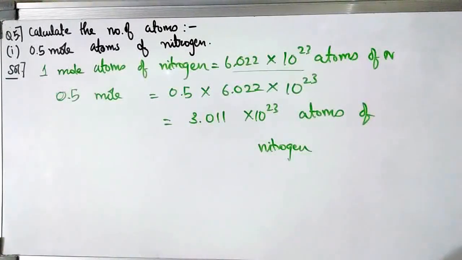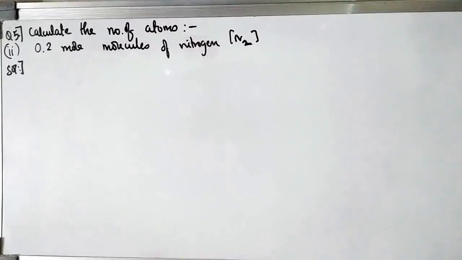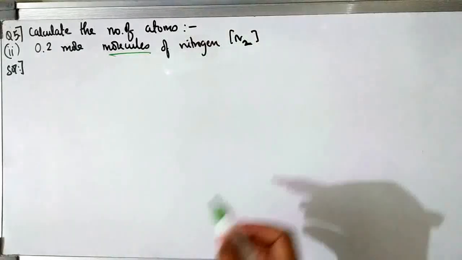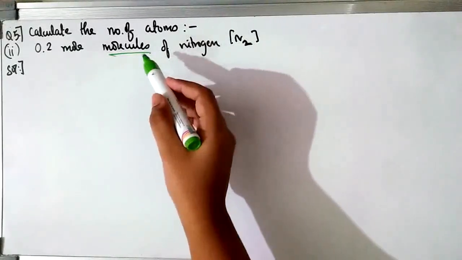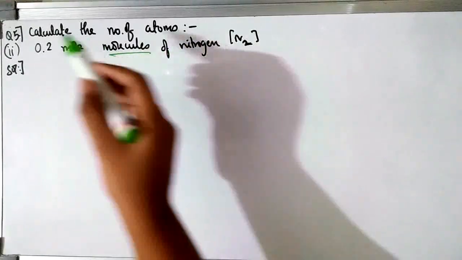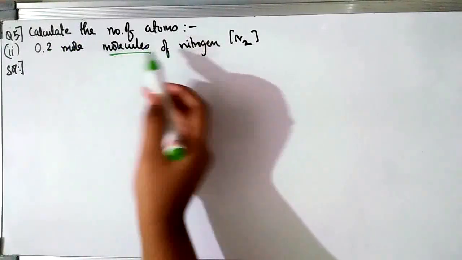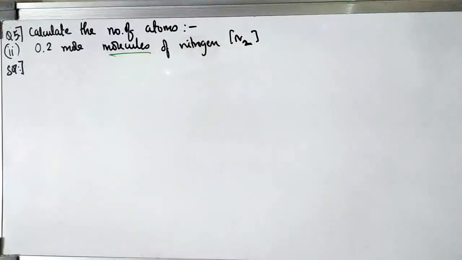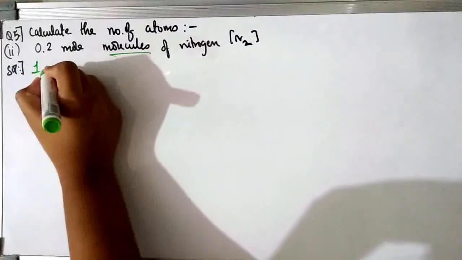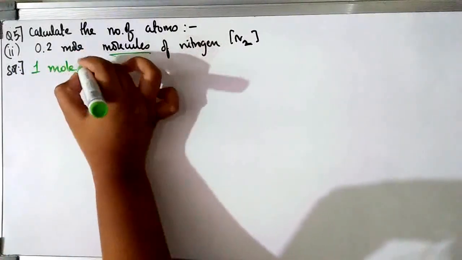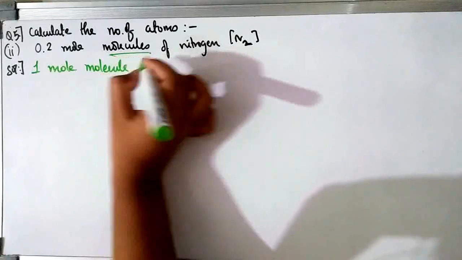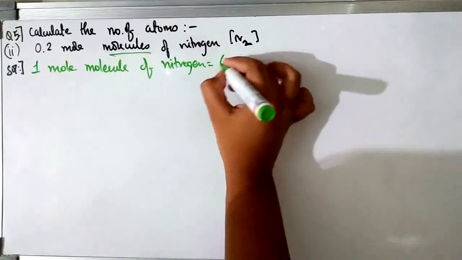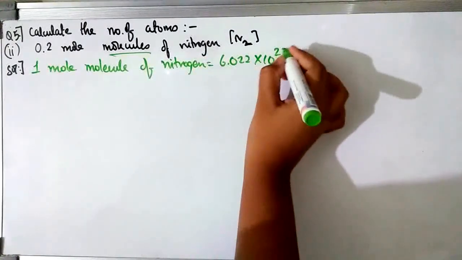And we got the number of atoms of nitrogen. So this time we have to calculate the number of atoms in 0.2 mole molecules of nitrogen. This time they have not given us atoms, but they have given us molecules, and we need to calculate how many atoms 0.2 mole molecules of nitrogen have. So basically the same thing we're going to do once again, that 1 mole molecule of nitrogen has the Avogadro number.